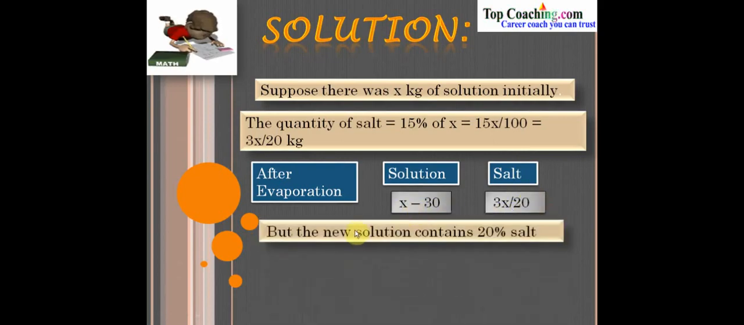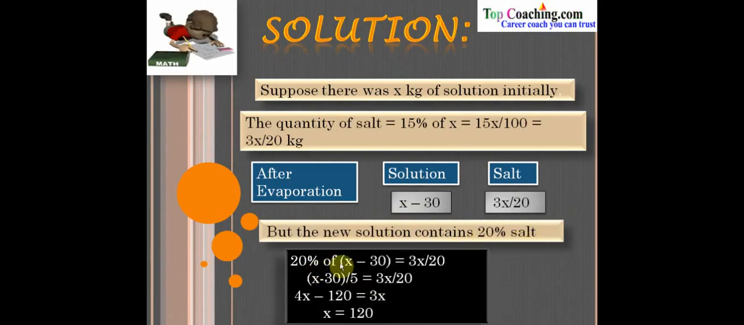But this new solution contains 20% of salt. 20% of x minus 30 should be equal to 3x by 20. 20% of x minus 30, the quantity of new solution, would be equal to 3x by 20, which is the salt content. This becomes x minus 30 by 5 equal to 3x by 20.